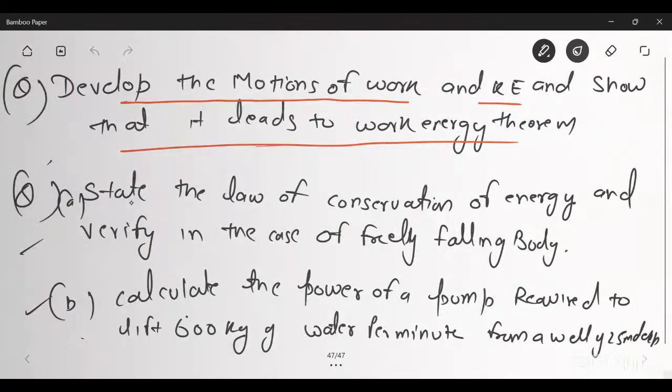Now come to the next question, if any question is left. Now same question is there: state and prove the law of conservation of energy. I am writing only the second. First question is the same: state and prove the law of conservation of energy in a freely falling body. That is very important from your exam point of view.